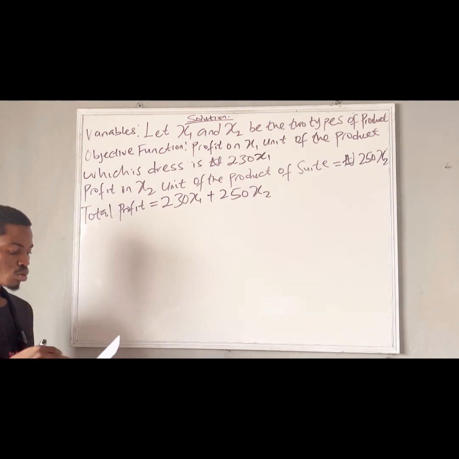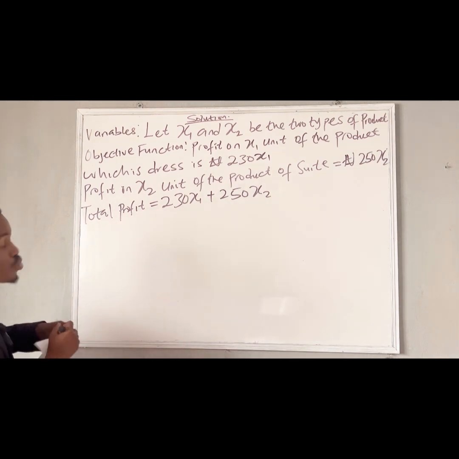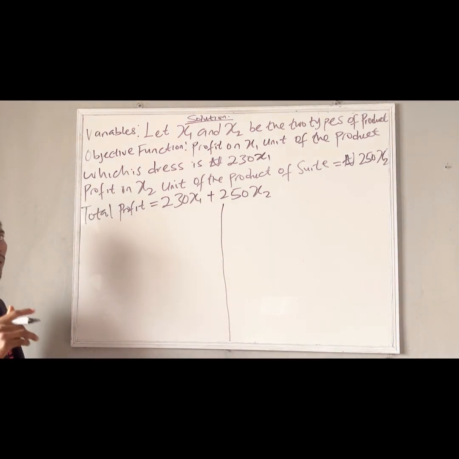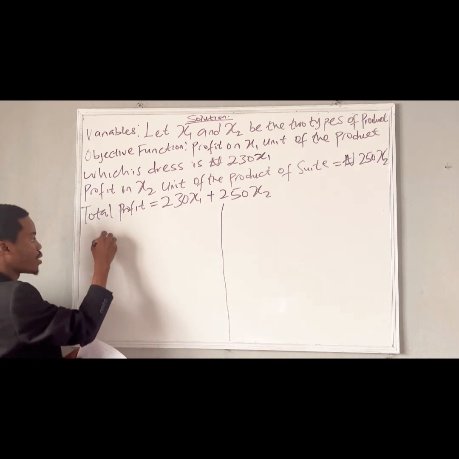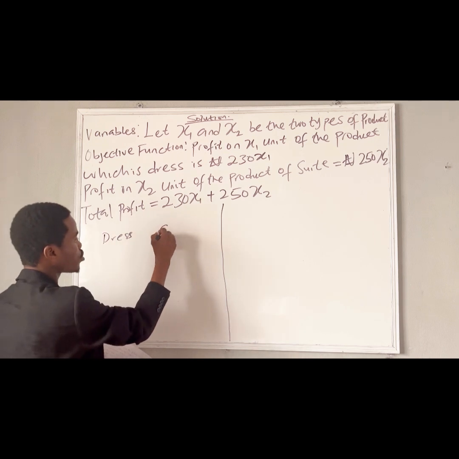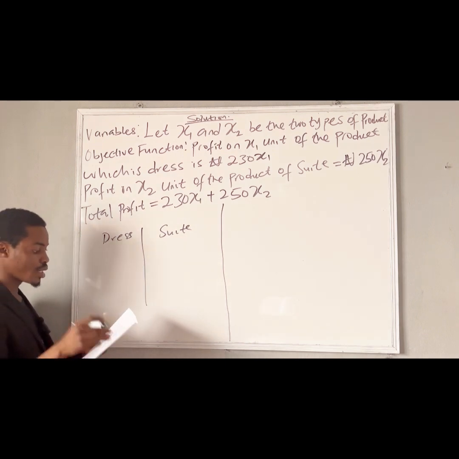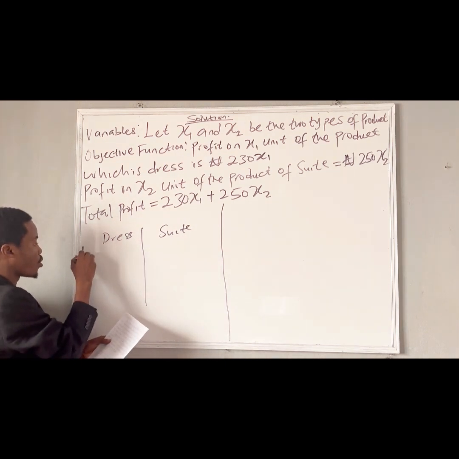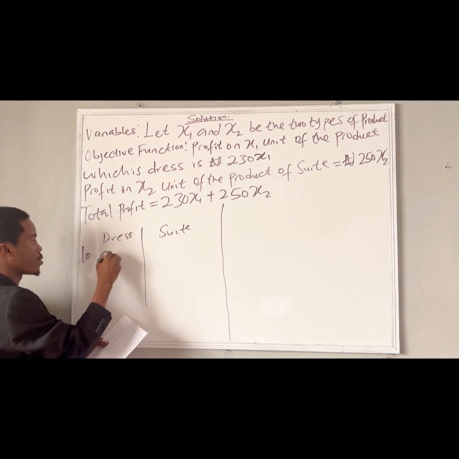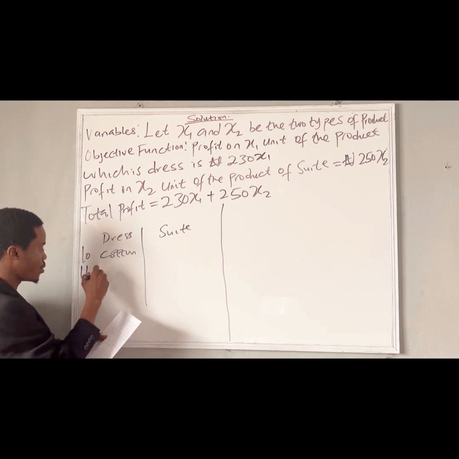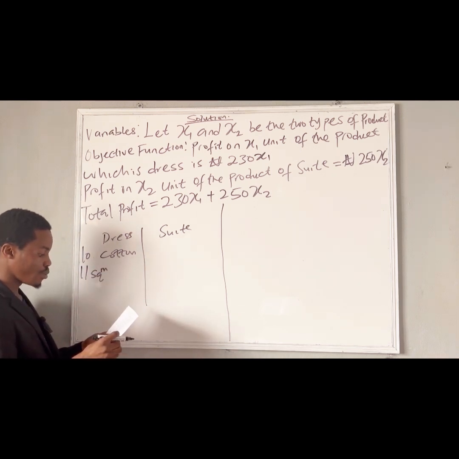He made two products out of the three materials. So our dress is product one, then our suit is product two, that is dress and suit. If you look at this question, a dress requires the following: 10 square meters of cotton, then 11 square meters of zinc.